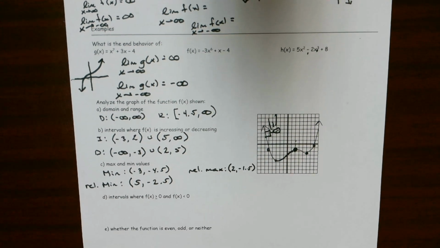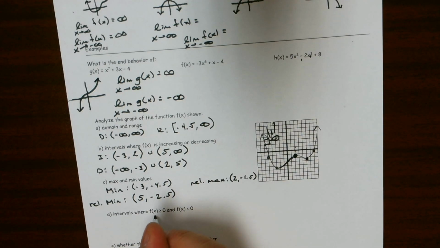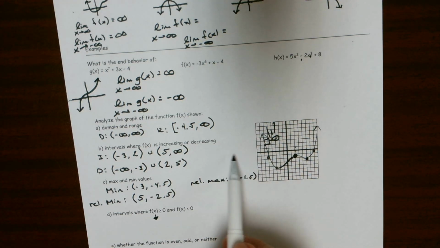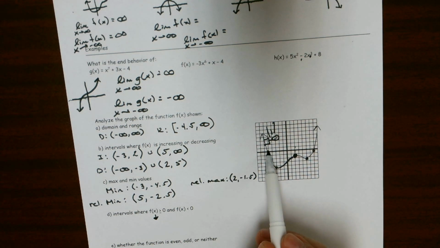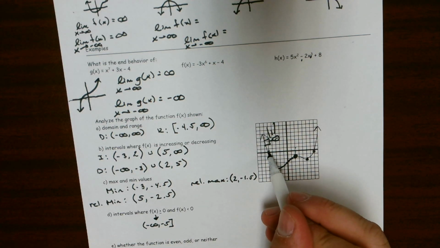Okay. Now let's talk about where our graph is greater than or equal to 0, or where it is less than 0. Basically, where is the y above the x-axis, and where is the y below the x-axis? Let's talk about above the x-axis first. Everything to the left all the way up to right here where my pen is, which looks to be about negative 5. So from negative infinity to negative 5. And I'm going to include it because we want to know where it's greater than or equal to 0. So it's equal to 0 at negative 5.